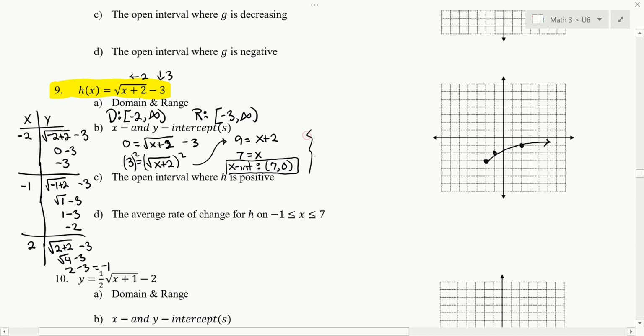For the y-intercept, we plug in 0 for x, and we get y is the square root of 0 plus 2, minus 3, which is the square root of 2 minus 3. And that's as much as we can get without a calculator.